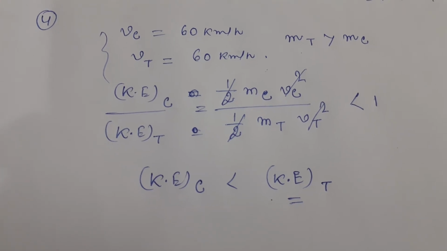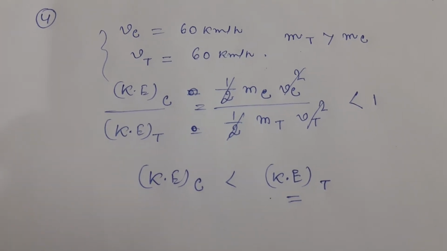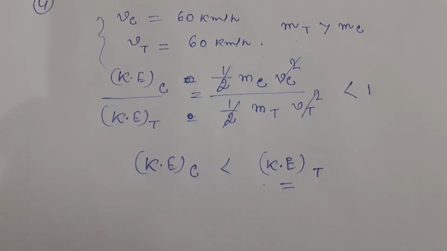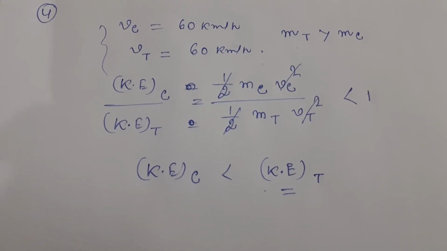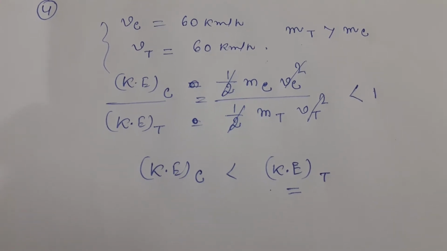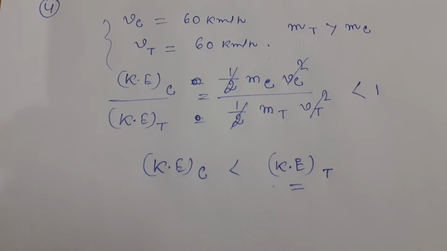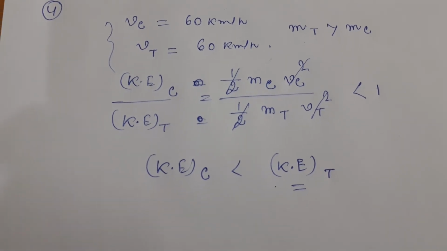You can also say that kinetic energy is directly proportional to mass when velocity is constant. So whichever vehicle has more mass will have more kinetic energy. That can also be the answer.